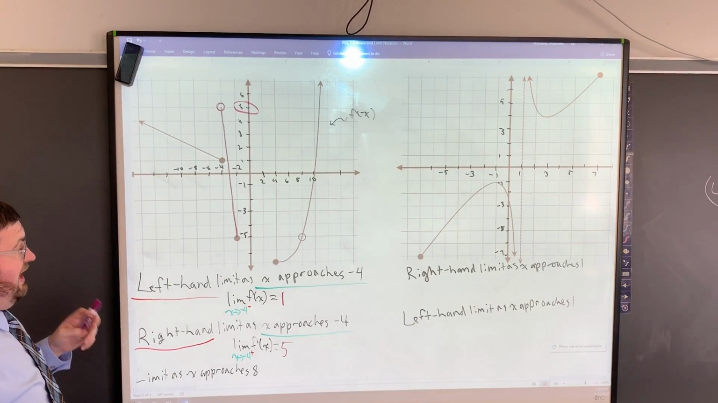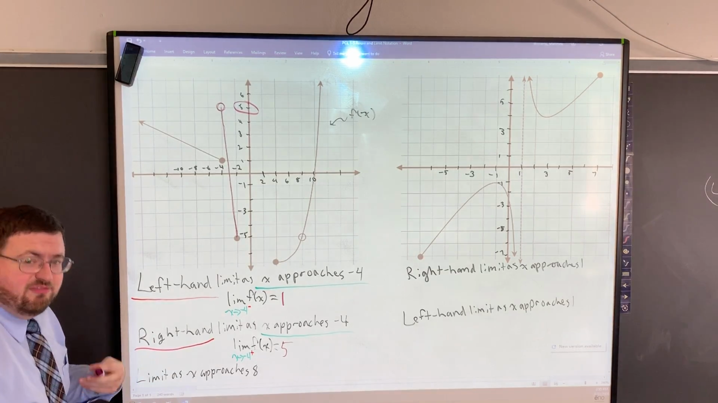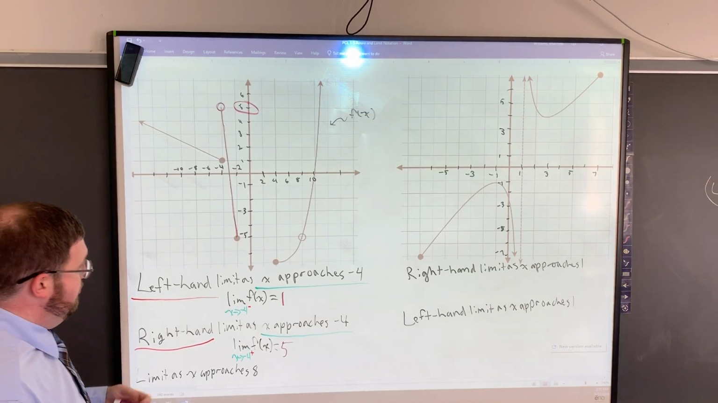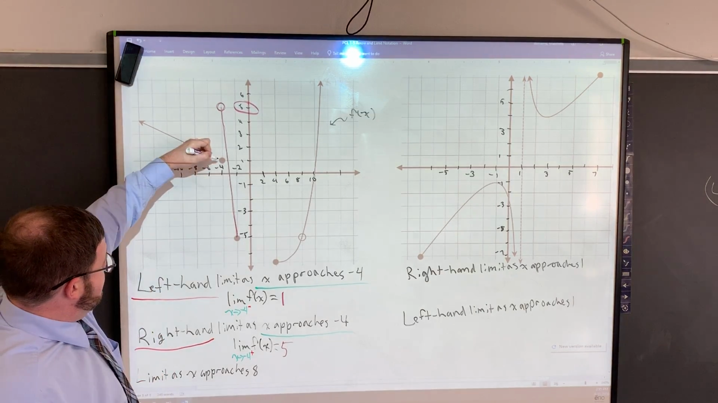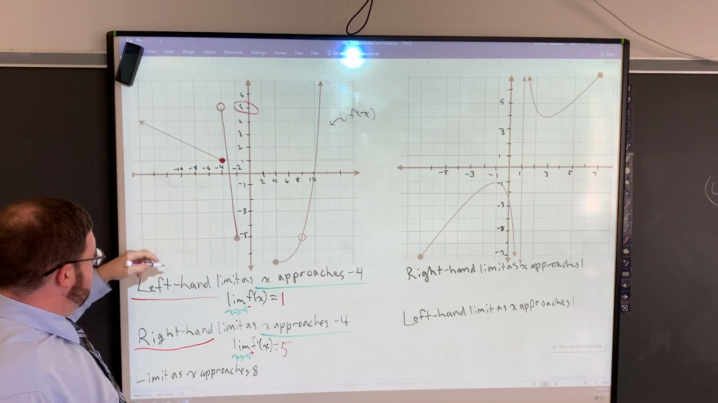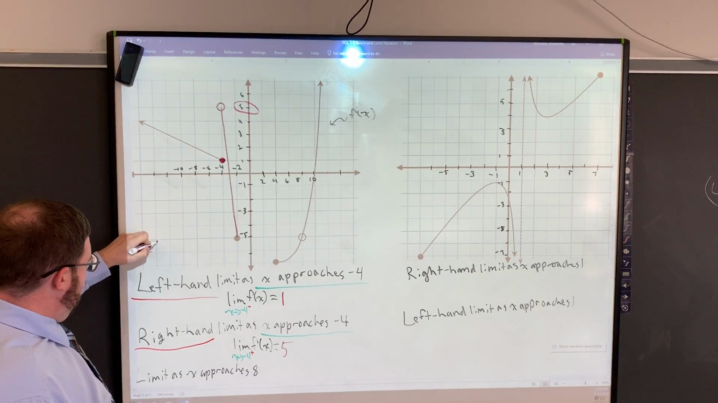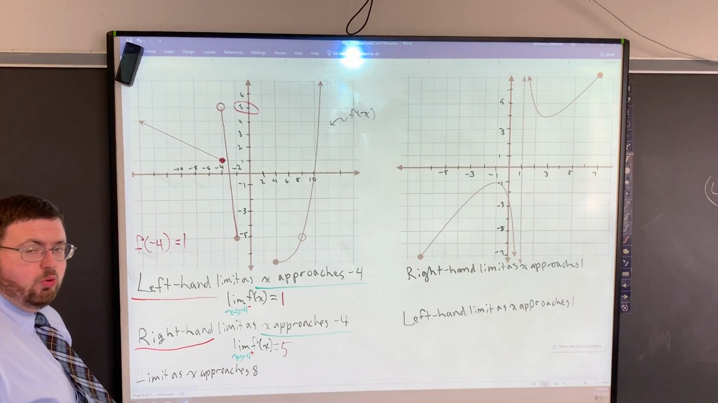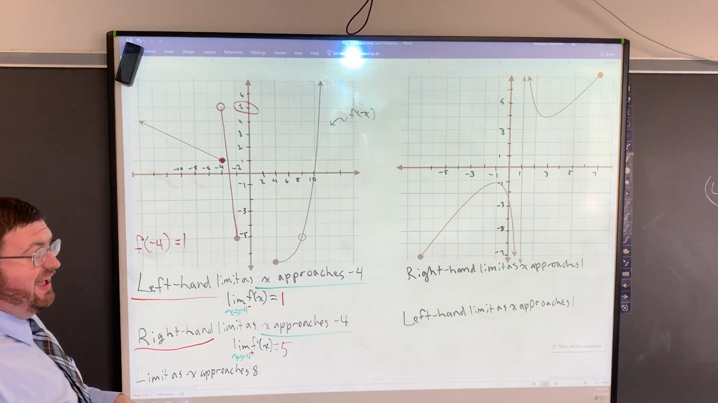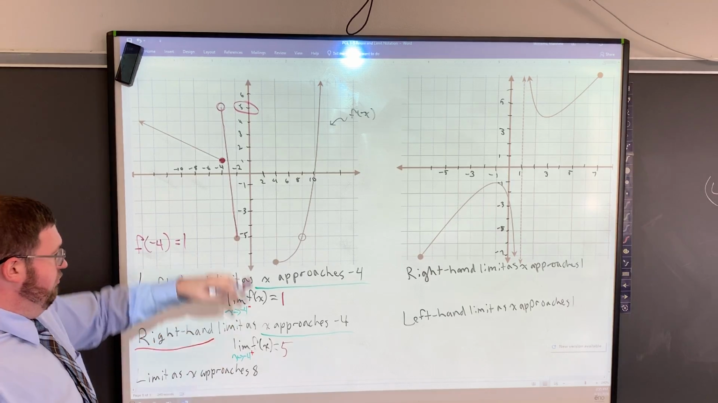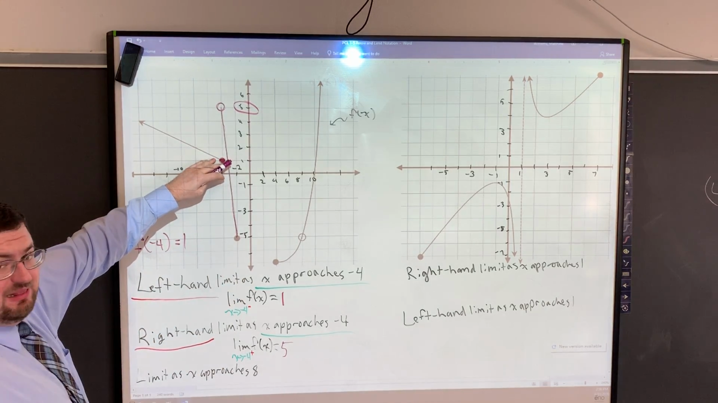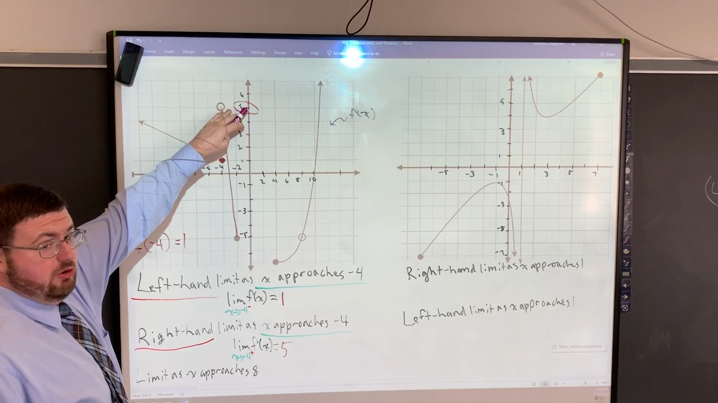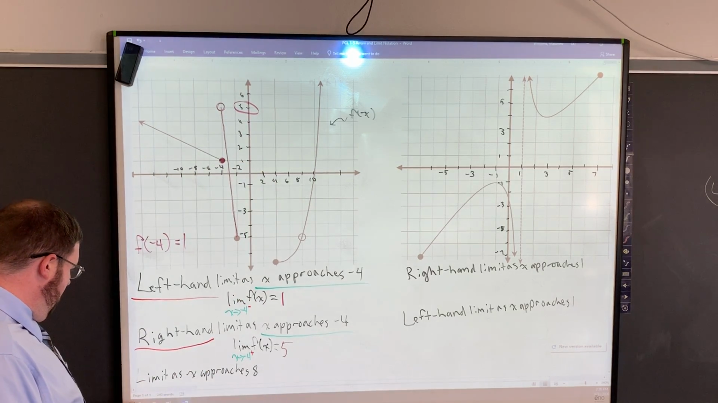Now, this is not asking what is the value of the function at x equals -4. That is determined by this dot right here. The value of the function at -4, f of -4 equals 1. That's not what we're wondering. What we're wondering is what is the function like around -4, specifically to the immediate left of -4 and to the immediate right of -4.